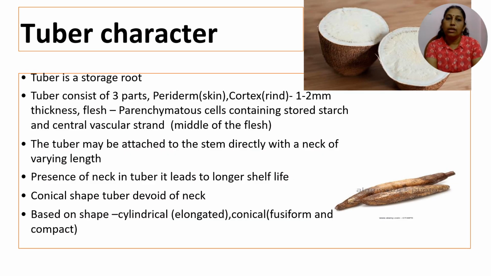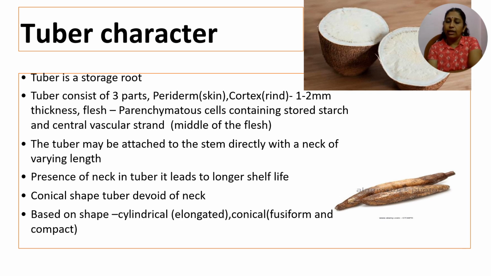Coming to the characteristics of cassava tuber. The tuber is a storage root in cassava. The tuber consists of three parts. The outer part is termed the periderm, the skin of the tuber. The next region is the cortex or rind, which is 1 to 2 mm thick. Inside the cortex is the flesh region, which is nothing but parenchymatous cells containing the stored starch, and the vascular strand is also present in the flesh region.